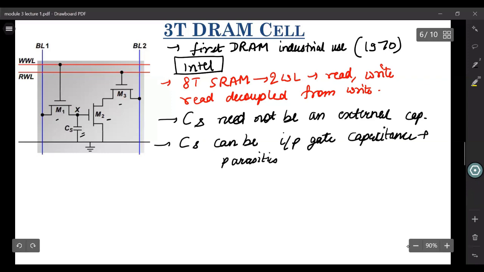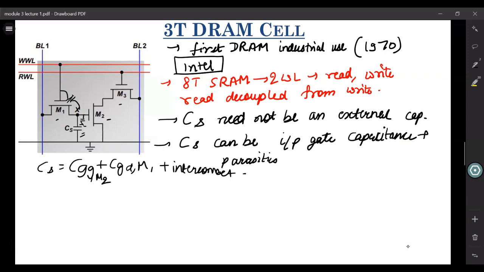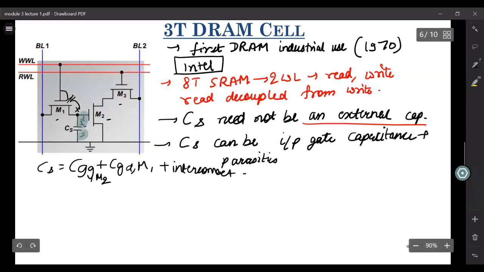So what are those parasitics? It's this capacitor, CGG, which is already there. It would be CGD of M1, and there would be several other interconnect parasitics, if these interconnects also lead to some small capacitances. So your CS would be the sum of CGG, plus CGD of M1, where CGG would be of M2, plus your interconnect parasitics. This is the first point that you need to understand: here we don't need an external cap. This is the node capacitance that this internal node X sees.